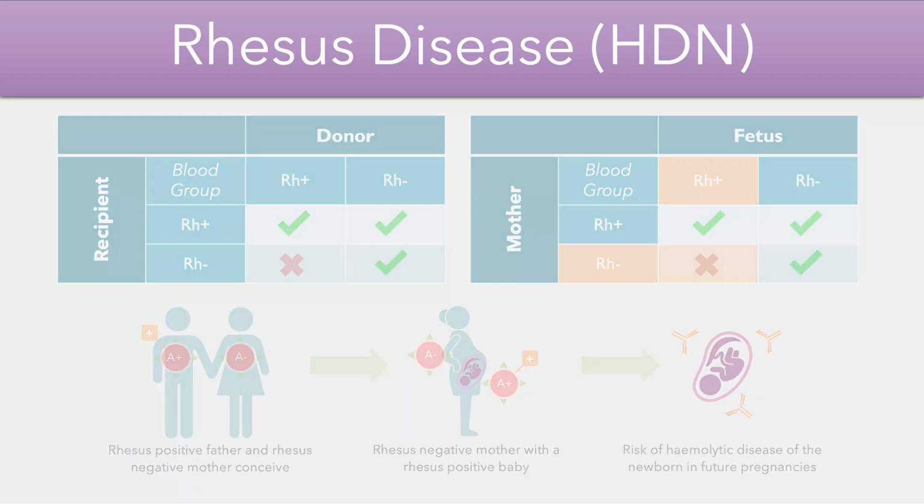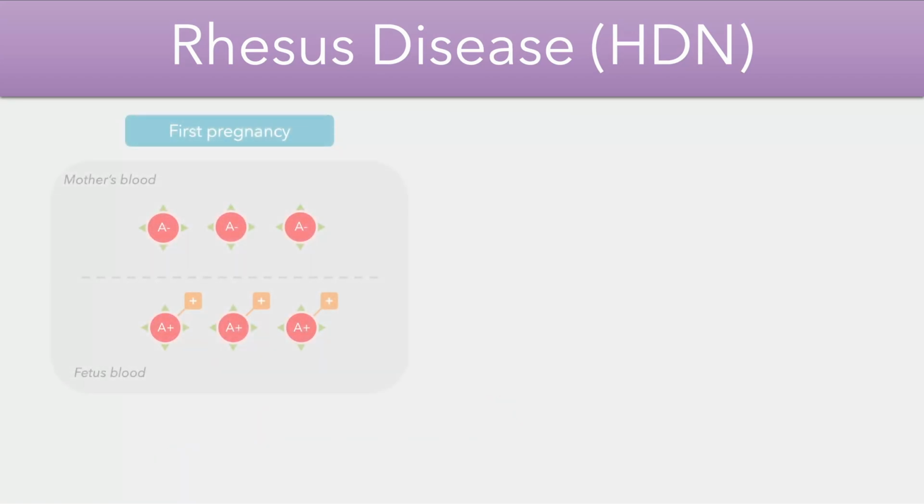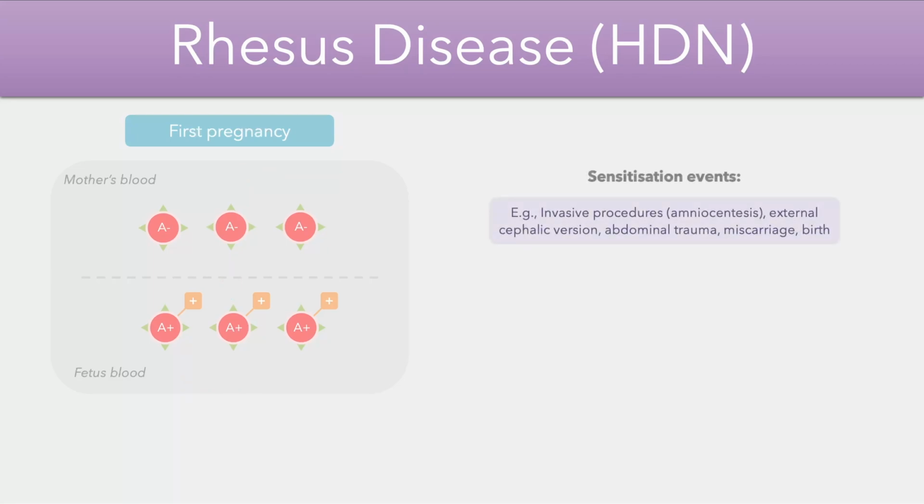To explain this in more detail, let's take a look at what happens in the first pregnancy if we have a situation where the mother is Rhesus negative and the fetus is Rhesus positive. In general, there should be no direct mixing of red blood cells from the maternal system and the fetal system. There should only be an exchange of nutrients across the placenta. However, there might be some cases or some sensitization events which result in blood mixing directly, and this can include invasive procedures, external cephalic version, trauma, and birth itself.